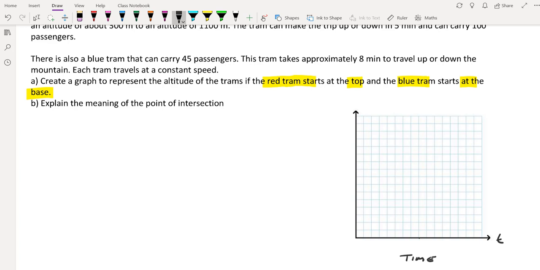Going back, talking about our independent and dependent variables, right? And on our y-axis is what else are we graphing? Well, we're graphing the altitude, the elevation, right? So we'll say altitude.